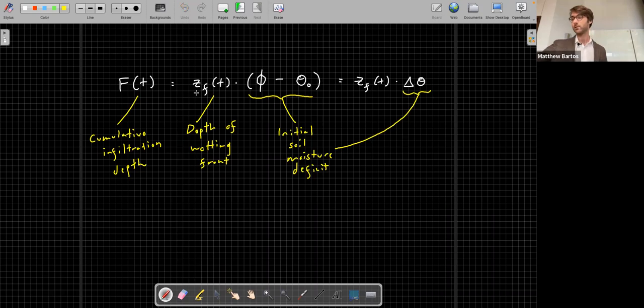Okay. Yes. Is the ZF spread over that whole area, like in theory? Yeah. So the cumulative infiltration, if you take the volume of water that is infiltrated into the soil and divide it by the area of the soil surface, that is the cumulative infiltration. So it's equivalent to the depth of the wetting front times the difference in soil moisture content between saturated and unsaturated. Yeah, cool, good question. Are there any questions before I move on?